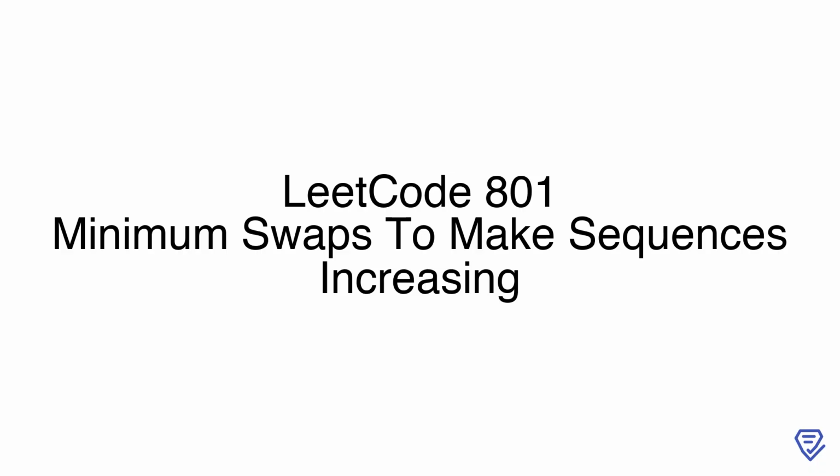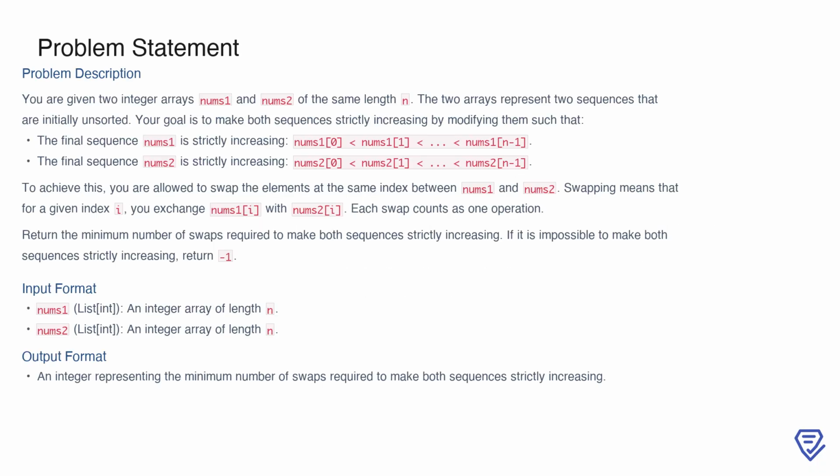Let's get started. In this problem, we are working with two integer arrays, nums1 and nums2, which are of the same length n. These two arrays represent sequences that are initially unsorted, and our goal is to make both sequences strictly increasing. For nums1, this means that each element must be smaller than the one that follows it, and the same applies to nums2. To achieve this, we are allowed to swap the elements at the same index between the two arrays. For example, if we swap at index i, the values nums1[i] and nums2[i] are exchanged.